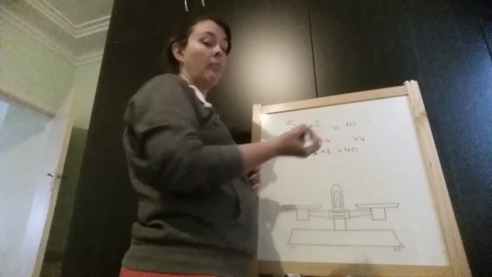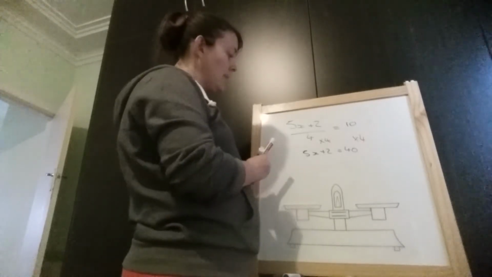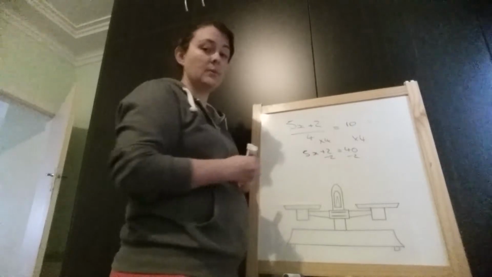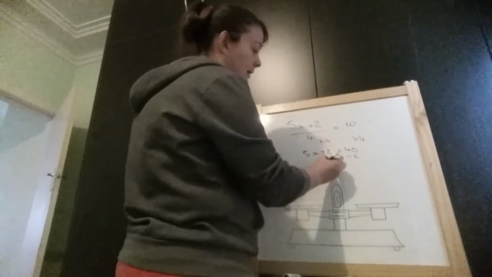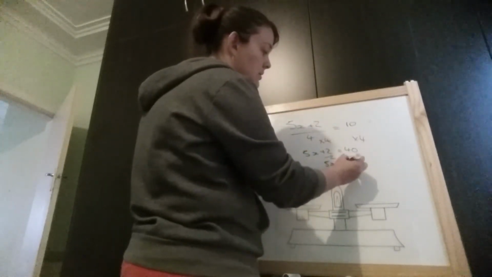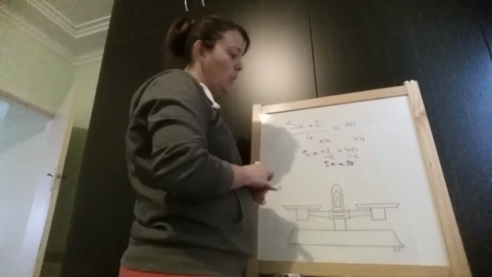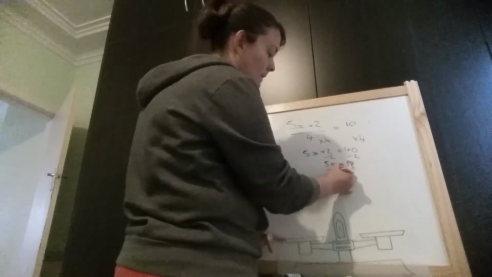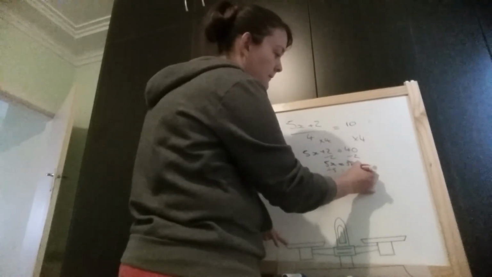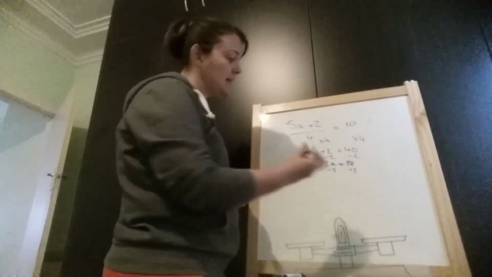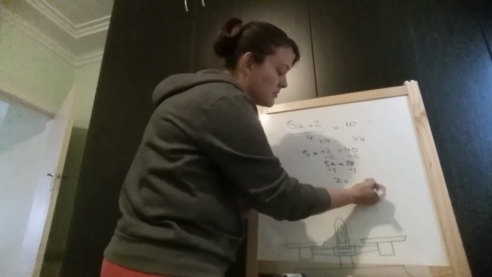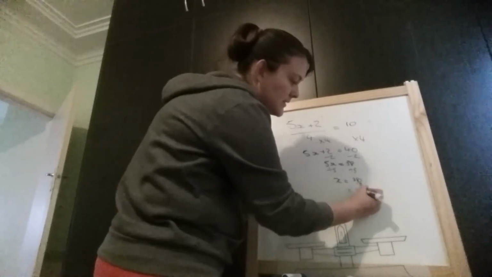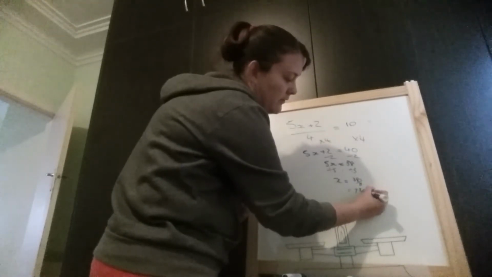Now we minus our 2 to get rid of that one, and then it's just like the equations that we did before. So we'll have our 5x equals 38, we divide by 5, and divide by 5. So we'll have x equals 38 on 5, which is the same as 7 3/5.